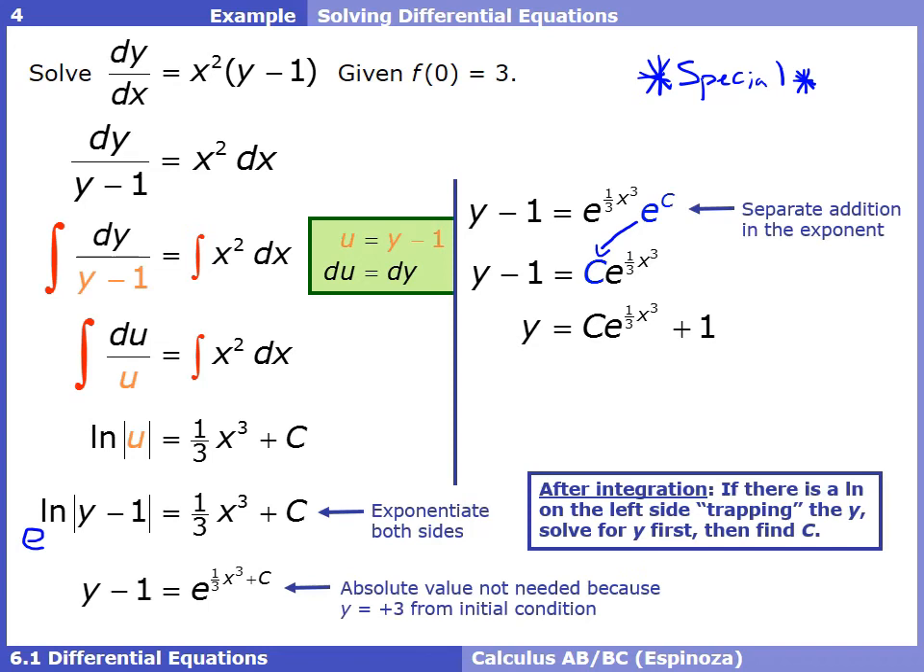So we're ready to go. Once you see that little trick of making e to the c just c, and of course I'll put that in the front of the e just to make it look a little nicer, we can take that general solution, plug in our initial condition, and find the value of c. E to the 0 is 1. If I take that 1 on the right side and subtract it, we'll get 2. So c is equal to 2.